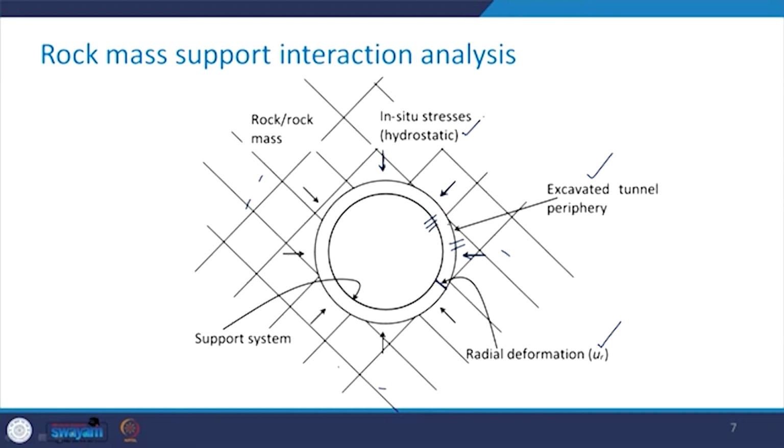So, please understand these terminology. This is the excavated tunnel periphery. You have the support system. Then here is the radial deformation and the rock or rock mass. So, basically this rock support system includes two components. One is this rock or rock mass and the second component is this support system.